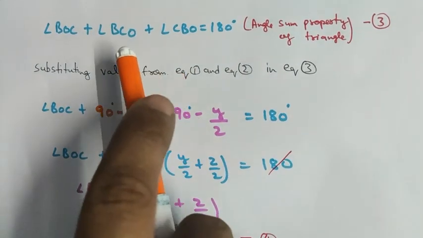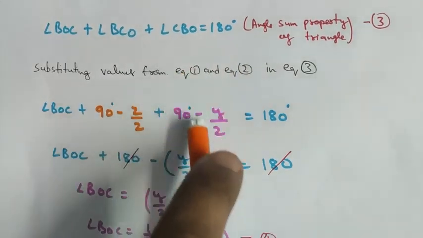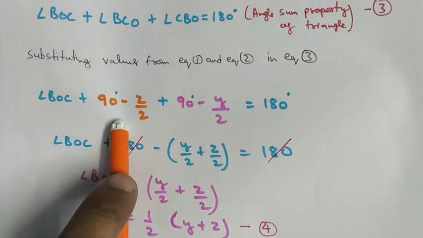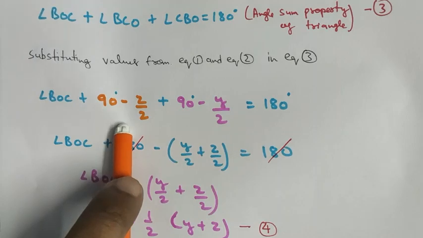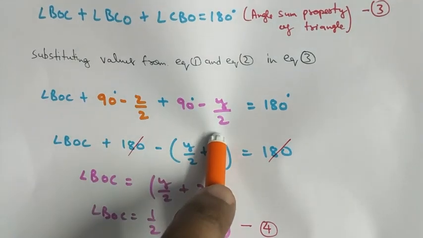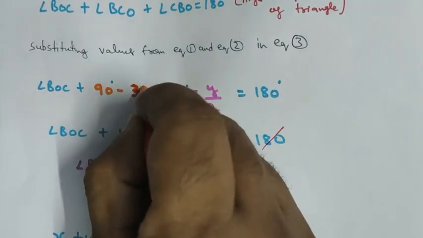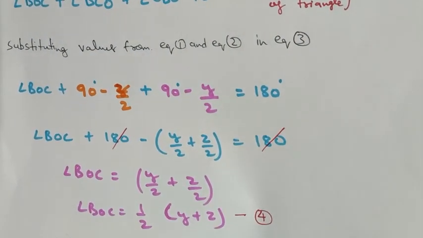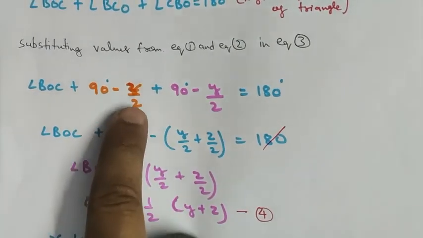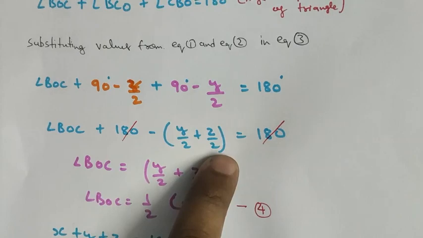Now we will substitute the values of angle BCO from equation 2 and angle CBO from equation 1. We get angle BOC plus angle BCO, which is equal to 90 minus Z upon 2, so we have substituted the value, plus CBO we have substituted as 90 minus Y upon 2. Don't get confused, this is Z. So now BOC plus 90 plus 90 will be 180, minus Z by 2 minus Y by 2. I have taken minus as common, within bracket Y by 2 plus Z by 2.